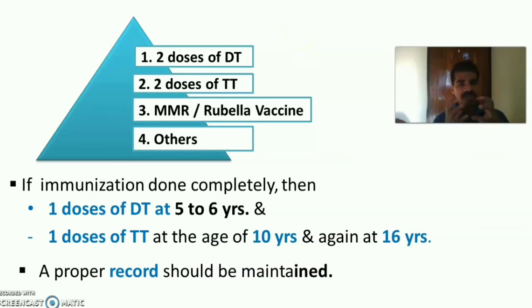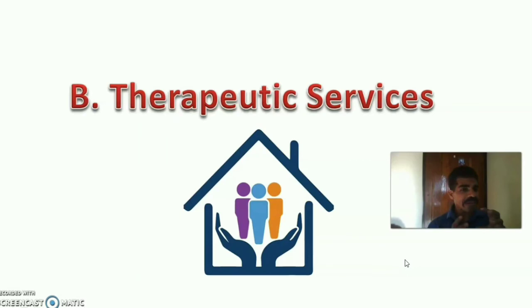In short, if there is no clear-cut history of immunization, give 2 doses of DT, 2 doses of TT, MMR or rubella vaccines and other vaccines according to the geography and endemicity of the particular area or location of the school. If immunization has been done completely, then 1 dose of DT at 5 to 6 years, 1 dose of TT at the age of 10 years and again at 16 years. Moreover, the proper record of the immunization has to be maintained and entered in the school health record.